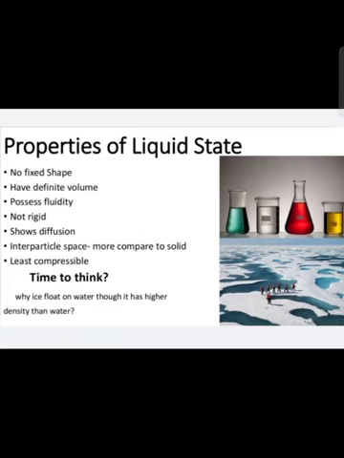Coming to the properties of the liquid state, liquids do not have a fixed shape. You will see that liquids take the shape of the container in which they are poured. They have definite volume. They possess fluidity. Obviously, liquids do flow. They are not rigid. They show diffusion, they have interparticle space which is more as compared to that of solids, and they are least compressible. Time to think: why does ice float on water though it has higher density than water?